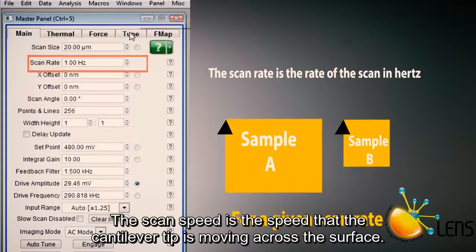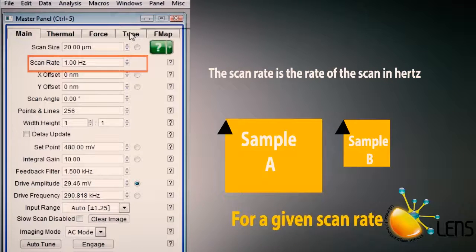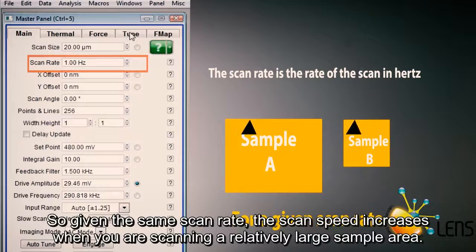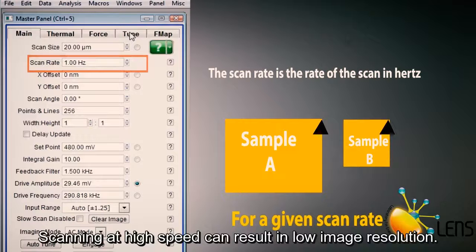The scan speed is the speed at which the cantilever tip is moving across the surface. So given the same scan rate, the scan speed increases when you are scanning a relatively large sample area. Scanning at high speed can result in low image resolution.